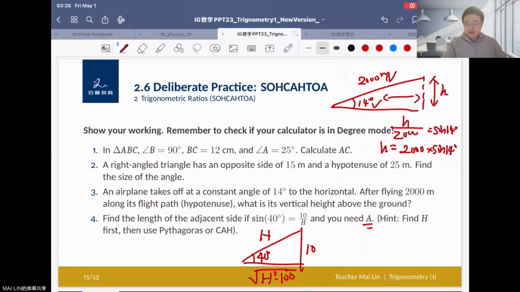So that's our lesson. We have learned how to use trigonometry to calculate for such problems. Hope you can understand how to use them.